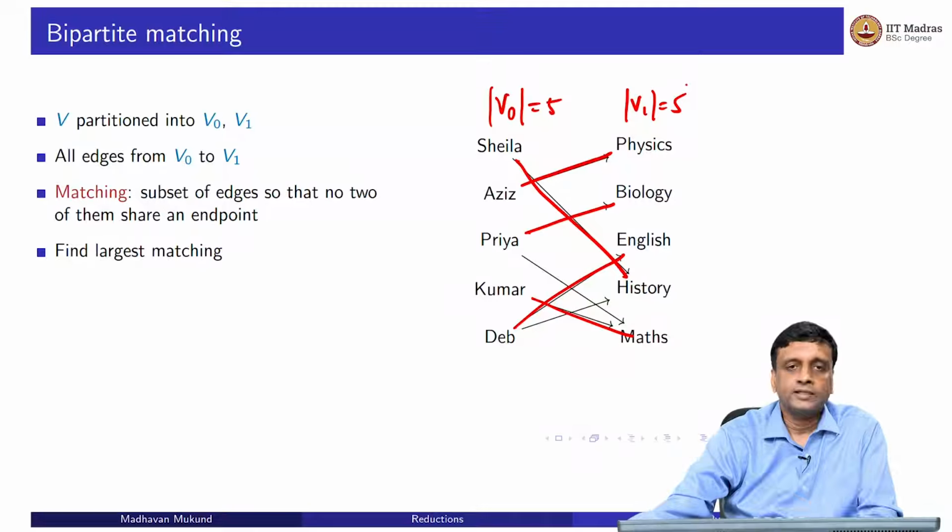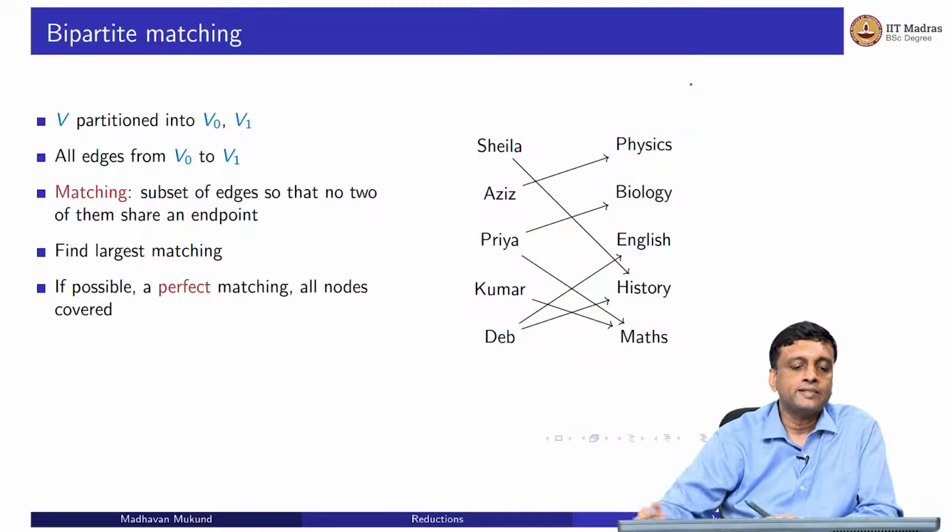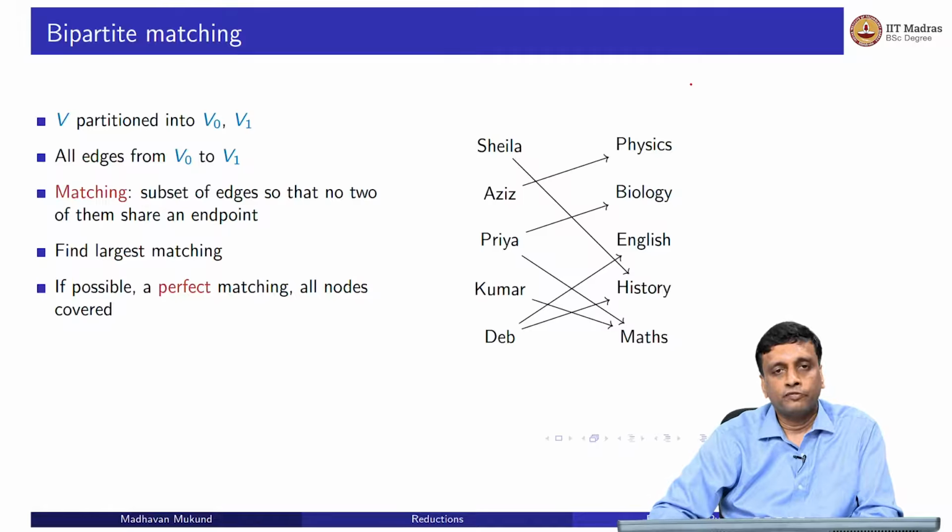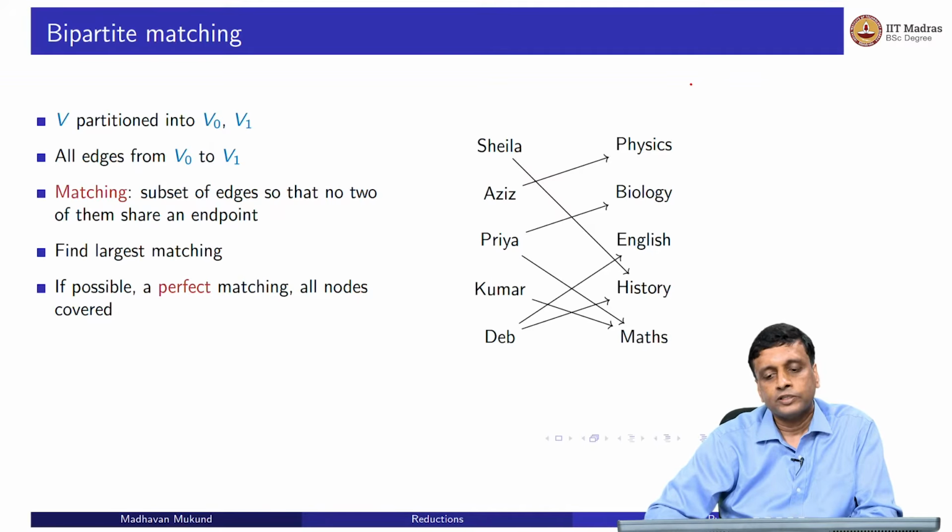So this kind of matching is not only the largest, but it is one which actually matches everybody. So this is called a perfect matching. One of the problems which arises very often is this kind of perfect matching. So here is a question of allocating courses to teachers. You can also think of any other resource allocation.